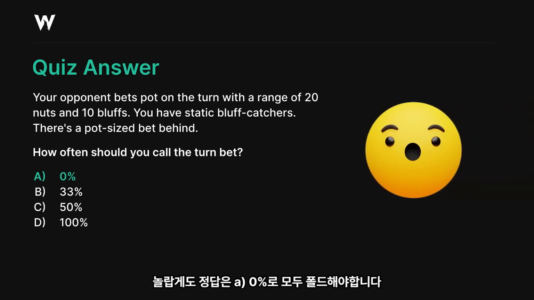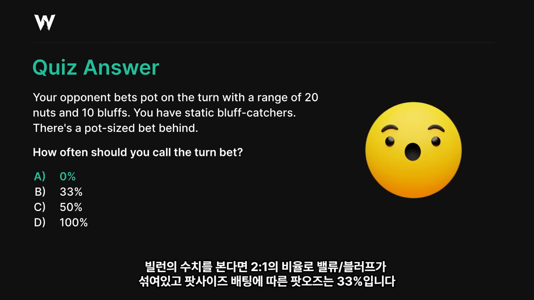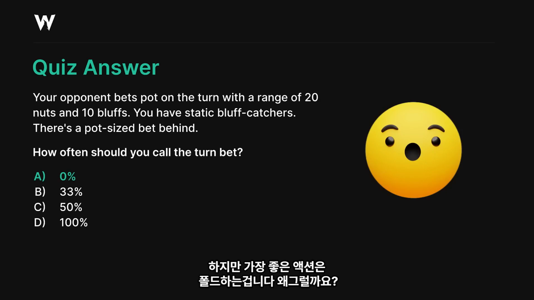Surprisingly, the answer is 0. You should actually just fold everything. And this, I think, is going to be more surprising to the people that already kind of understand this topic, because if you look at the actual numbers, they have 2 value bets for every bluff, and a pot-sized bet lays what pot odds? 2-1. So if we only look at the immediate pot odds, we are getting pot odds to call this bet. And yet, the best move is to always fold.